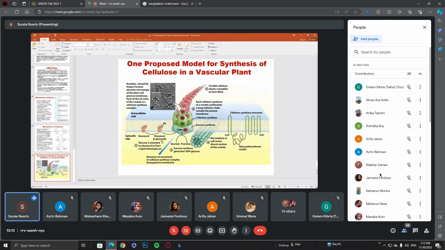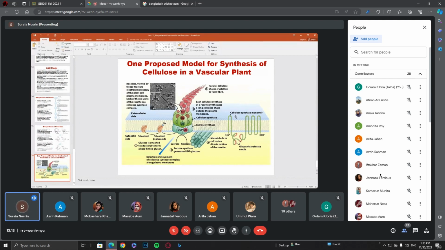So the specific one here is cytosterol beta glucoside, which is delivering the beta glucose residues, or the glucose can be synthesized from sucrose, and glucose will be delivered as UDP glucose, and then the cellulose synthase can utilize that glucose to synthesize the cellulose. So the glucose is added to the chain, and ultimately it is elongated outside of the plasma membrane. So that is the model, and you can also see the monomer of the cellulose synthase.